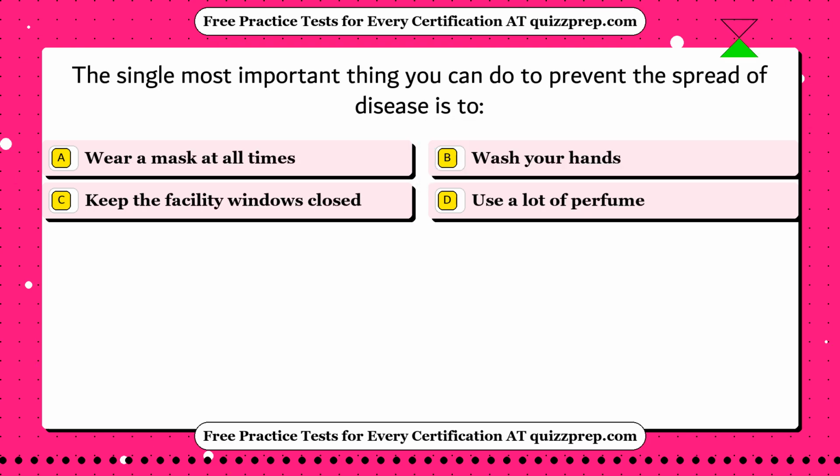Question 11. The single most important thing you can do to prevent the spread of disease is to: Option A, wear a mask at all times. Option B, wash your hands. Option C, keep the facility windows closed. Option D, use a lot of perfume.